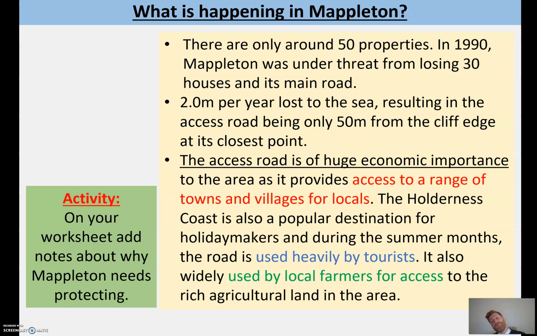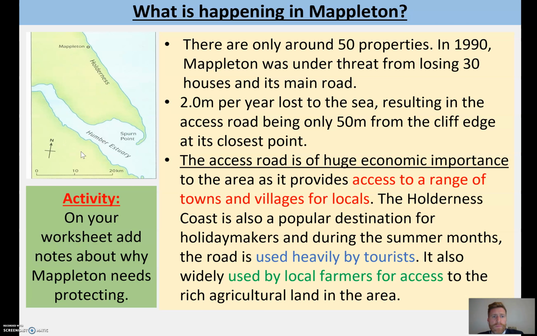And this road was important. It was important because it gave access to a range of towns and villages for locals. It was important because in the summer, lots of tourists use this road to visit the area, and of course tourism brings money into the economy. And it was also important because it was used by local farmers to access their land and their farms. So this particular road had to be saved, as well as, of course, the 30 or so houses which were under threat. And there's Mappleton there, just to remind you where it is.